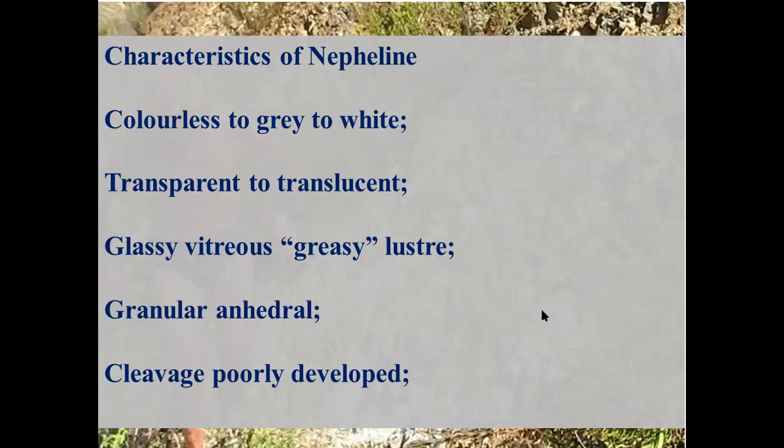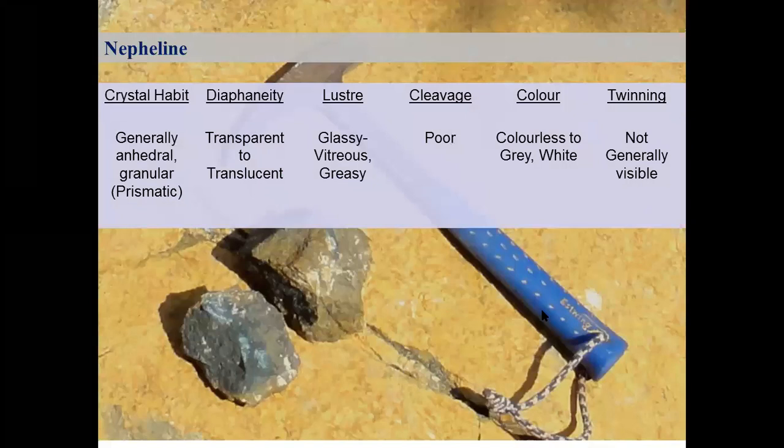So putting that into our current format now, as we've been building up this way of describing in a tabular form, there's the anhedral, generally granular, but it can have this somewhat prismatic appearance, transparent to translucent, greasy. Remember that nepheline is greasy, poor cleavage, colourless to grey. It does have twins, but you won't see them. Very rarely will you see the twinning in nepheline.